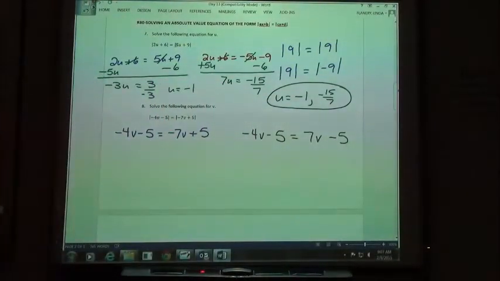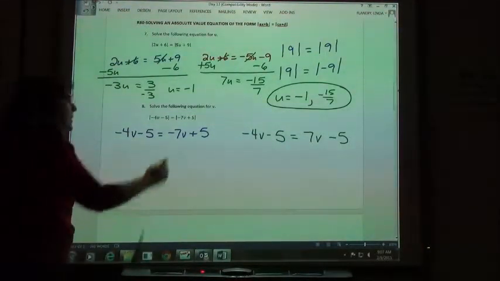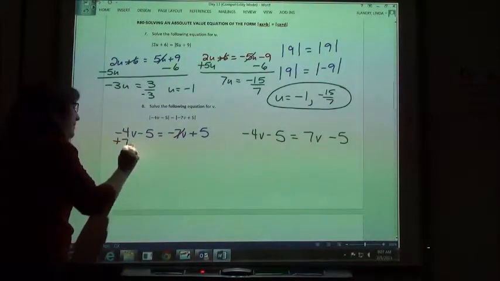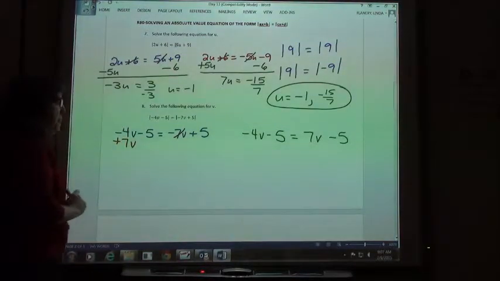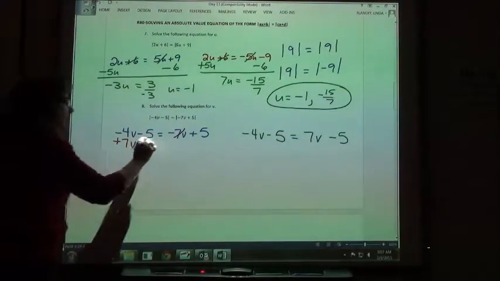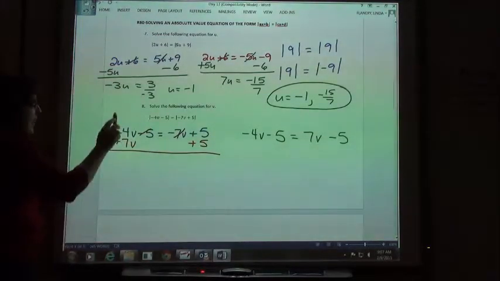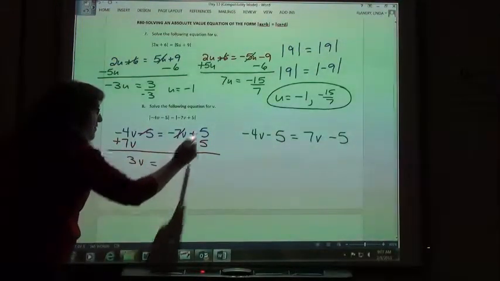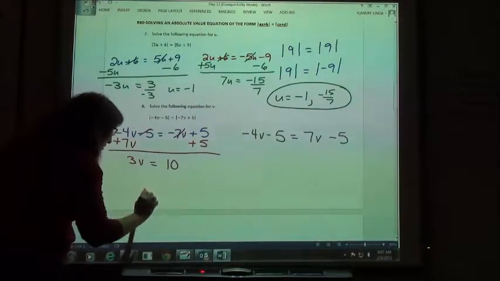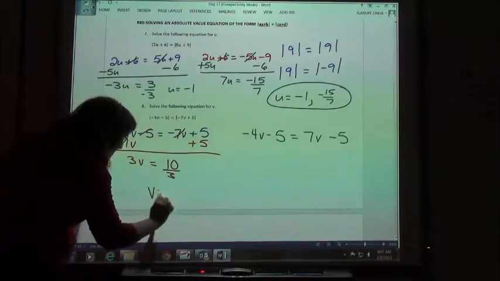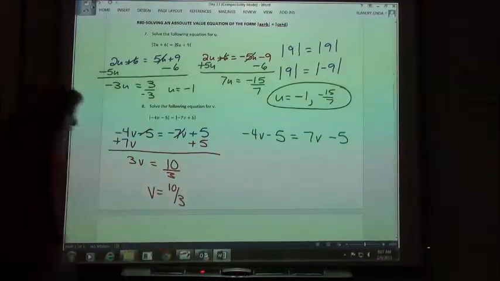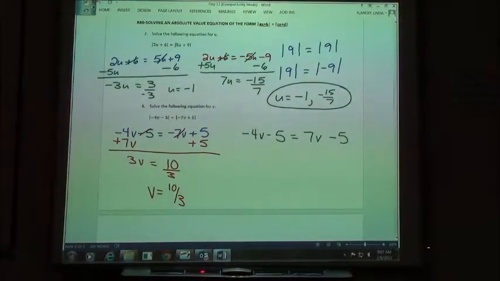So on the first one here, solving that, what should I do to solve that? Add my 7v and add the 5. 7 minus 4 would give me 3v. 5 plus 5 is 10. So when I divide, I just get 10/3, right?